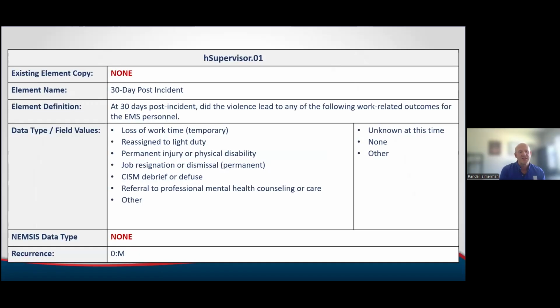HSupervisor.01. There is no existing element to copy from. The element name would be 30-day post-incident. The definition, at 30 days post-incident, did the violence lead to any of the following work-related outcomes for the EMS personnel? Data type or field values: any loss of work time, reassigned to light duty, permanent injury or physical disability, job resignation or dismissal, CISM debrief or diffuse, referral to professional mental health counseling or care, also a section for other, and there's also the unknown at this time or none. Looks like I accidentally put other on there twice, so other would only be there one time.